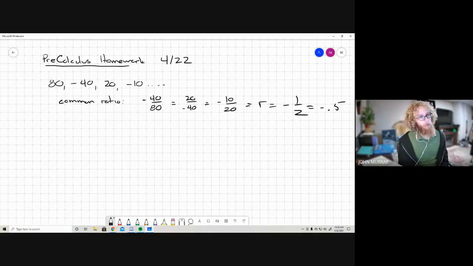So for the first one, you have -0.5 or -1/2. That's how we keep multiplying, and we get lower and lower. Then I want to know, what is the 10th term? That means we have to use our formula for geometric sequences for finding our terms: an equals a1 times r to the power of n minus 1. We are looking for the 10th term.